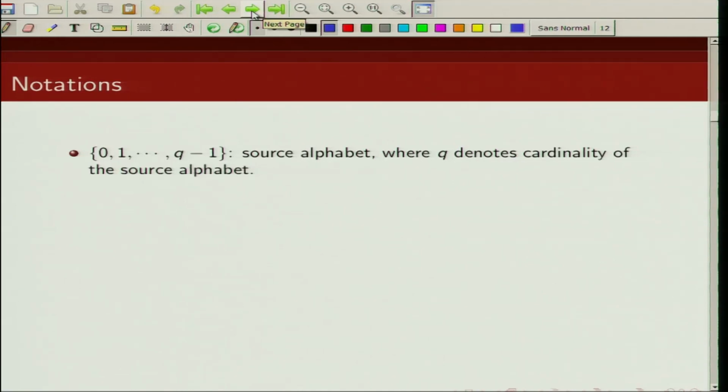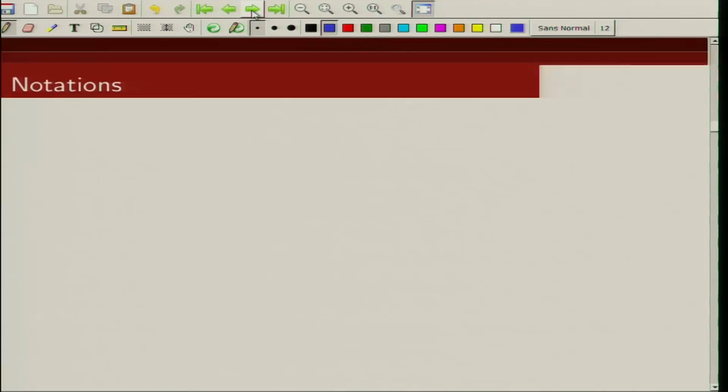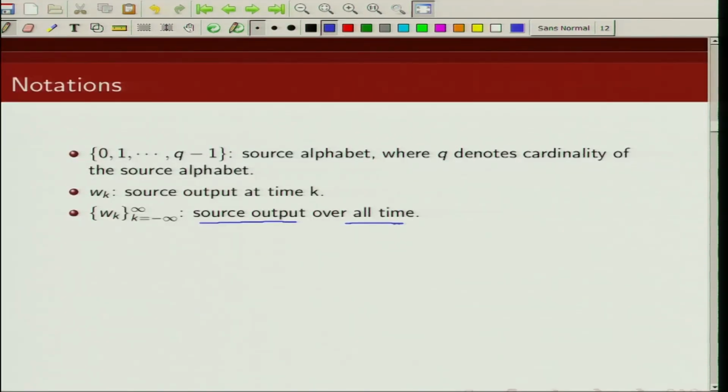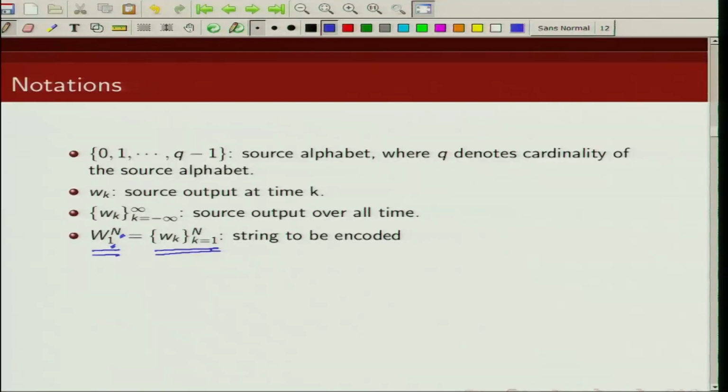Let us first describe the notations that we are going to use for this lecture. I'm going to denote my source alphabet by 0, 1, 2, up to Q minus 1, where Q is the cardinality of my source alphabet. The source output is denoted by small w, and w_k denotes the output at time k. If I write the source over all possible times, then I will use this notation w_k, where k goes from minus infinity to infinity. Now the string that I want to compress is a block of length n, which I denote by capital W, and I use the indices 1 to n to denote that it's a block from 1 to n. This can be written as a string which goes from k equal to 1 to n.